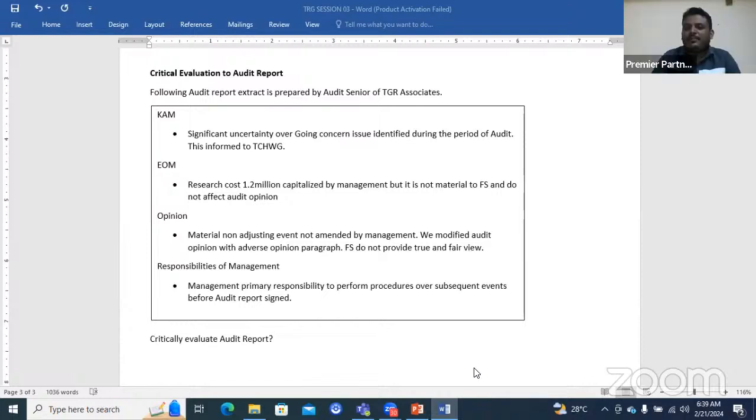Shall I tell you? The first thing, the order is wrong. First, opinion paragraph. After that, emphasis of matter. After that, basis for opinion paragraph. After that, emphasis of matter paragraph. After that, key audit matter paragraph. After that, only responsibilities of management. Here, the order is wrong. First problem is what? The paragraphs are arranged in a wrong order. That you should mention here. Is it clear? Students, is it clear?